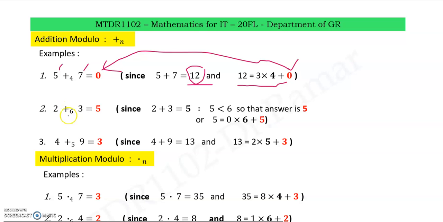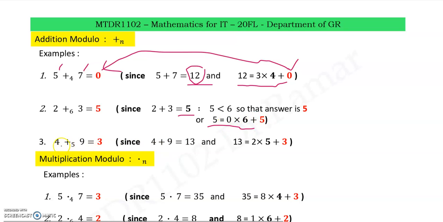2 addition modulo 6, 3 is equal to 5. Okay. Here 2 plus 3. First you add, that is 5. But 5 is a smaller number than your modulo. So if you divide 5 by 6, again you will get 5, because if you divide a smaller number by a bigger number, you get the same number as the remainder. So 5 is your answer. Or you can write it like this: 5 is equal to 0 multiplied by 6 plus 5.